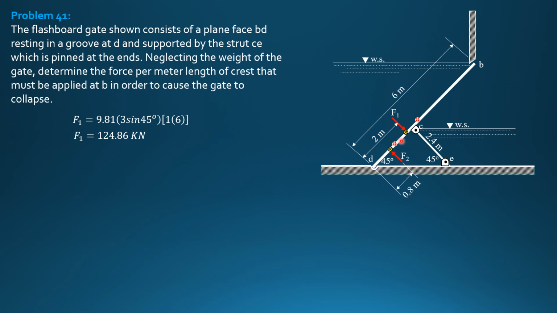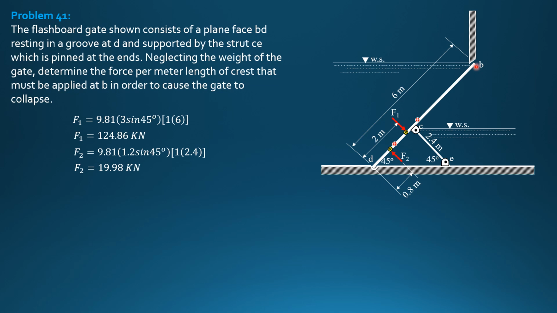F2 is 9.81 times h-bar, which is half of 2.4, so 1.2 sine 45, times the area, which is 1 by 2.4, because the submerged part of the downstream gate, CD, is 2.4. So F2 is equal to 19.98 kilonewtons.